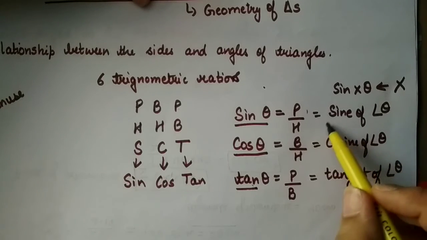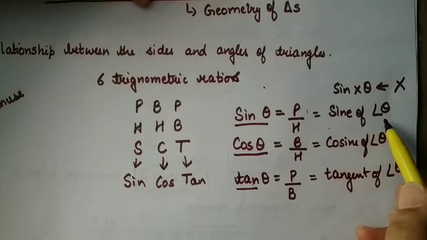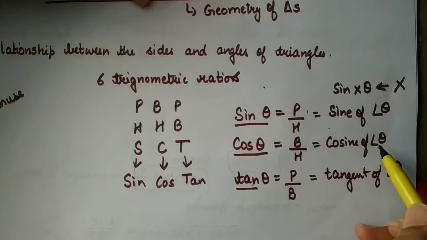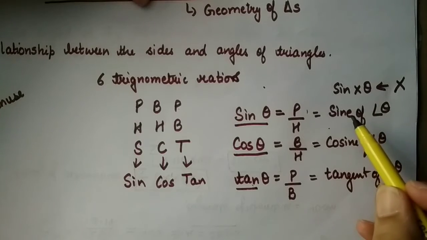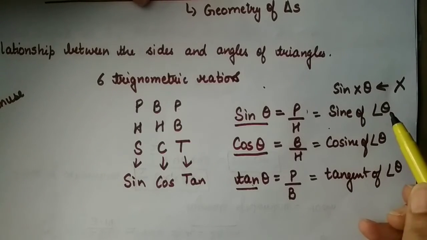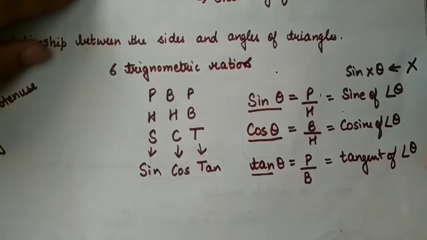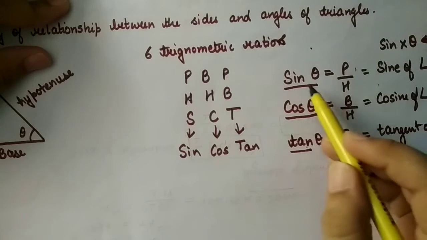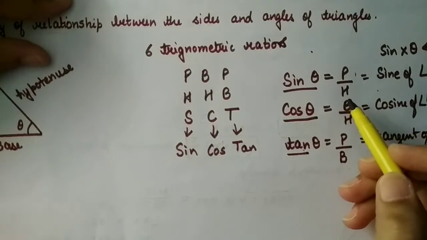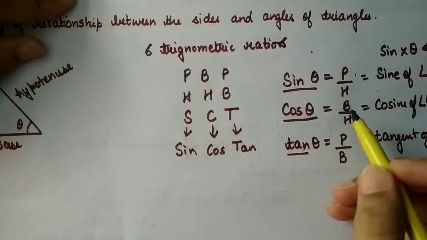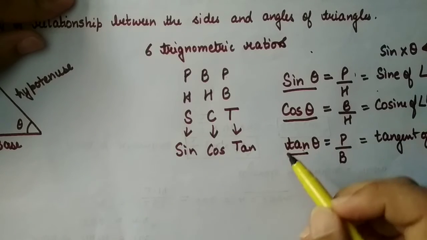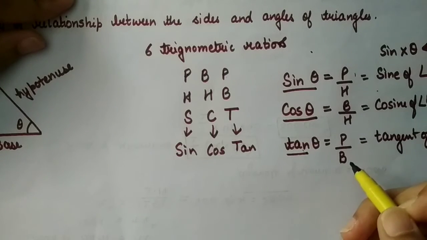Now we are saying sine of angle theta, cosine of angle theta. So there are values for sine of angle theta, cosine of angle theta that you will learn later in this chapter. You have values for different thetas. Okay, and here our theta is always acute angle. So sine theta is perpendicular upon hypotenuse, cos theta is base upon hypotenuse, tan theta is perpendicular upon base.